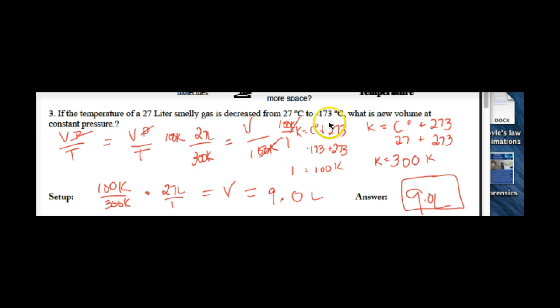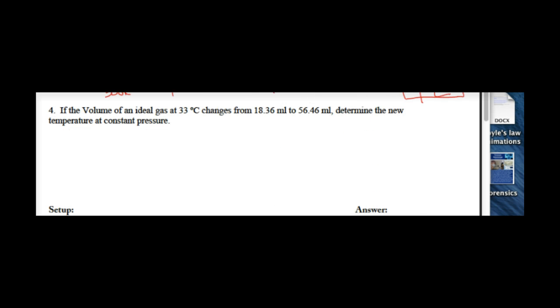Don't make any mistakes. Make sure you go into your Kelvin degrees. Make sure you combine your like terms over here. Make sure you set it up properly. Get your answer, and then always double check your answer for yourself. So you can all try number 4 by yourselves and see how you do.